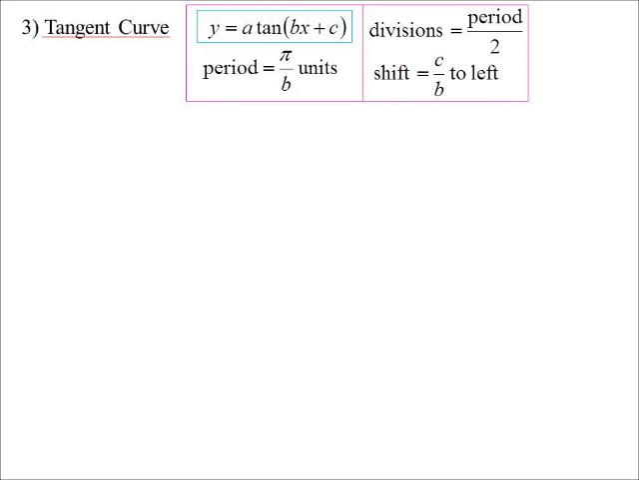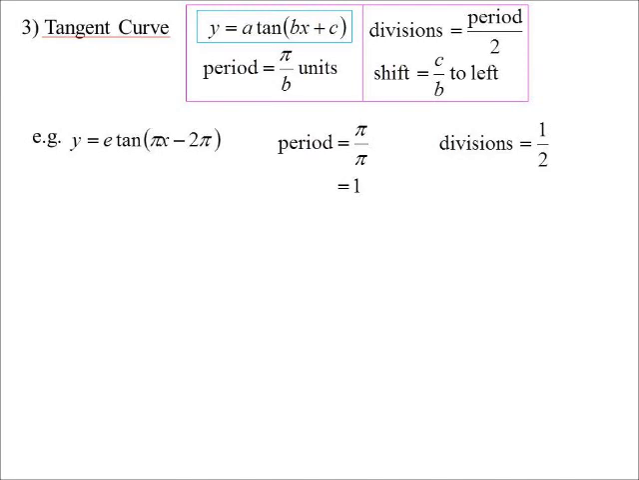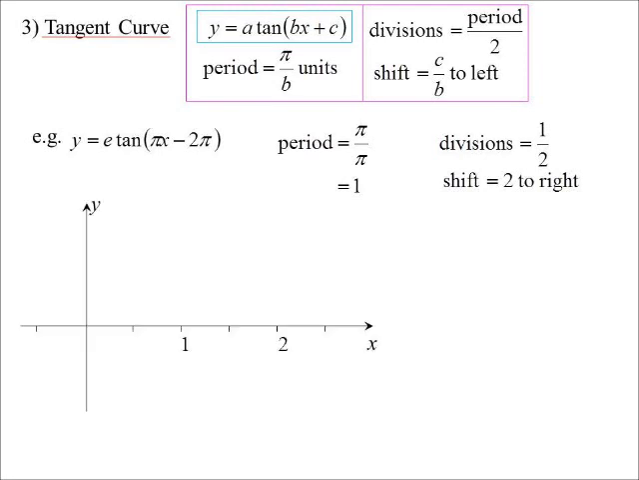And there'll be C on B to the left, that's still the same. So what have I drawn? Oh, E times tan pi x minus 2 pi. Okay, period is just 1. Divisions, I'll mark off each at 1/2. My shift is just going to be 2 to the right. Let's draw a picture. Well, there is no scale on the y-axis because we don't have an amplitude for tan. So I'll mark off the divisions along the horizontal axis. There we go, 1, 2, and so on.